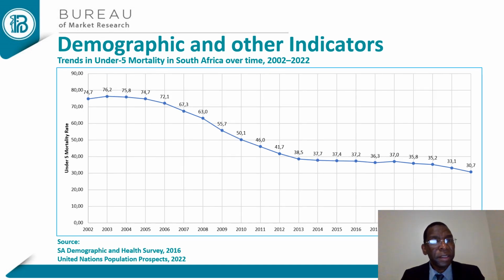Similar to the infant mortality rate is the under 5 mortality rate, and this measure measures the number of deaths among children aged below 5 years. And we see that also the under 5 mortality rate has been on a sharp decline, taking a similar shape to the infant mortality rate that we have observed in the previous slide.